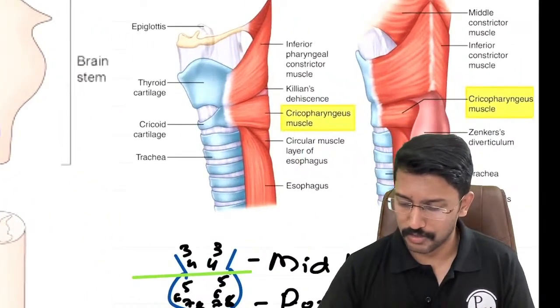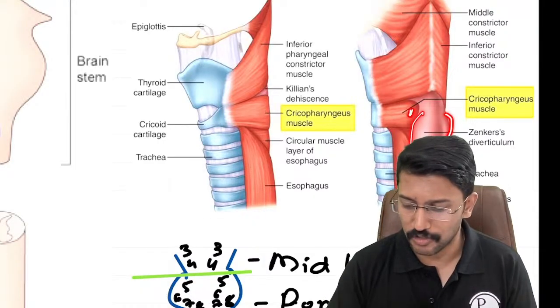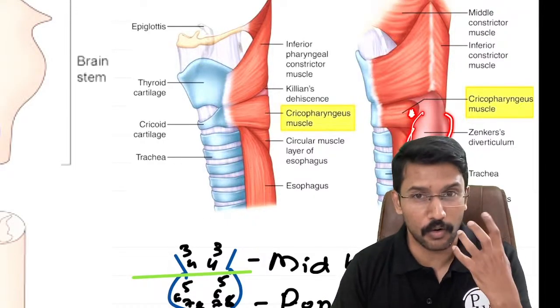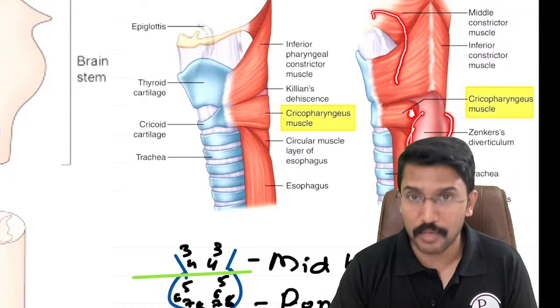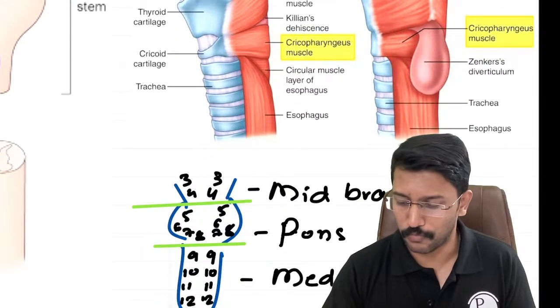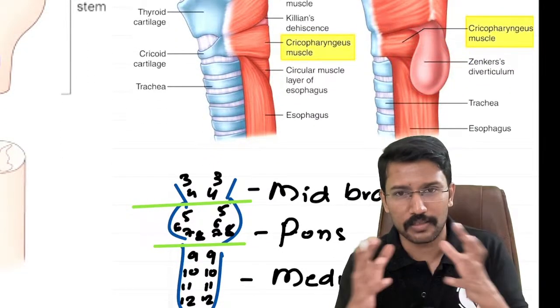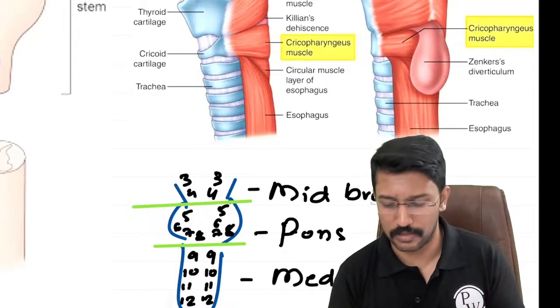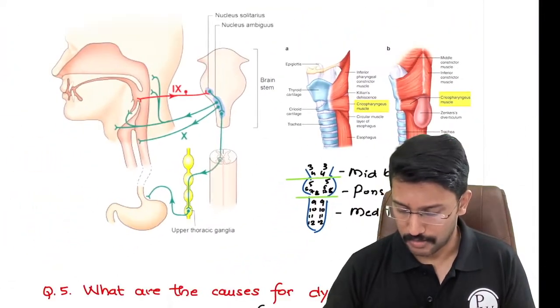So if there is such a large diverticulum, right, you can see that it is literally compressing the cricopharyngeus muscle. It will not allow it to relax. So how will I be able to transfer the food into the esophagus when it is not letting the cricopharyngeus move efficiently? So I can have oropharyngeal dysphagia in such cases.